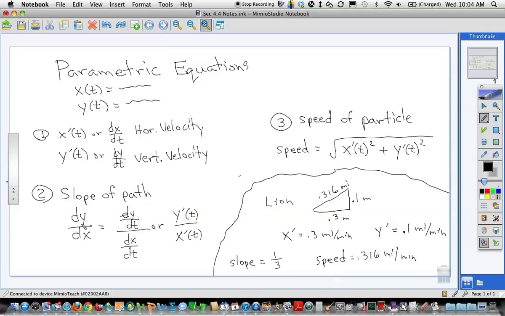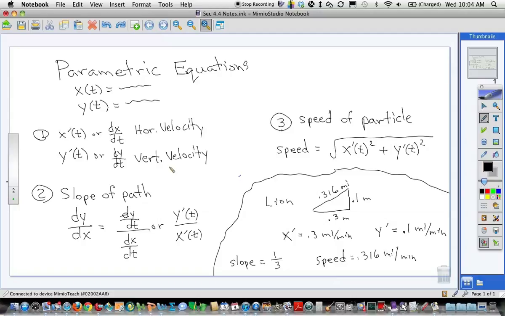Now, when is the slope of the path going to be 0? Well, that's a fraction. And when's a fraction ever 0? When the top is 0. So isn't it really when dy/dt is 0? Isn't that what we're really interested in? Now, they're the same thing. But what I would really like to focus on here is it's the vertical velocity that we're talking about.